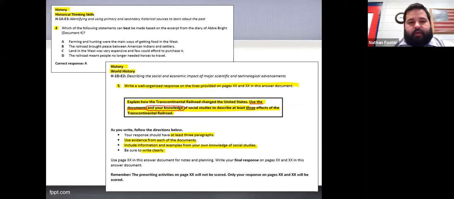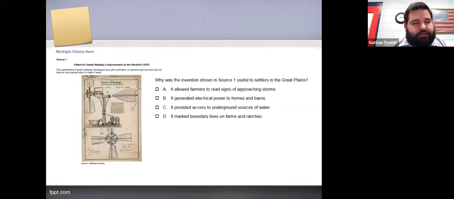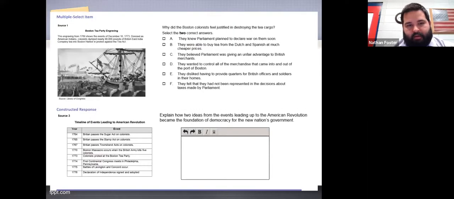If you look at this example here, it's saying explain how the Transcontinental Railroad changed the United States and use the documents and your knowledge of social studies to describe these effects. So again, it's looking for both their knowledge and their ability to dive into these resources to pull those answers, which our students have been doing throughout the year. It is definitely not a new concept to them whatsoever. Again, the sources are so important and their ability to read through them matters because they have to pull that information directly from it.